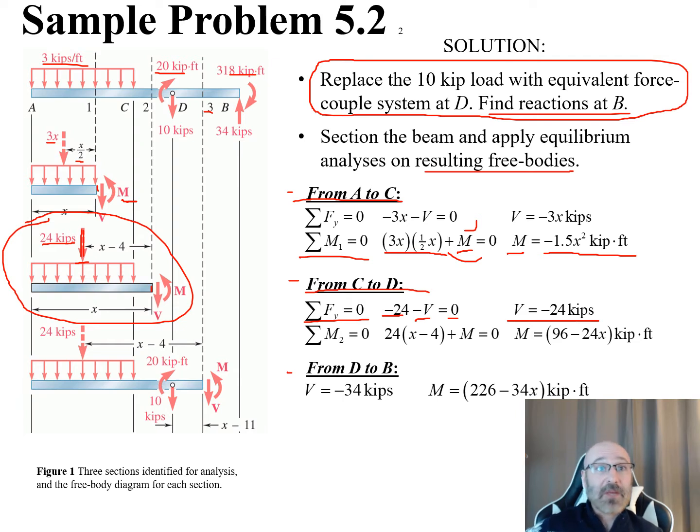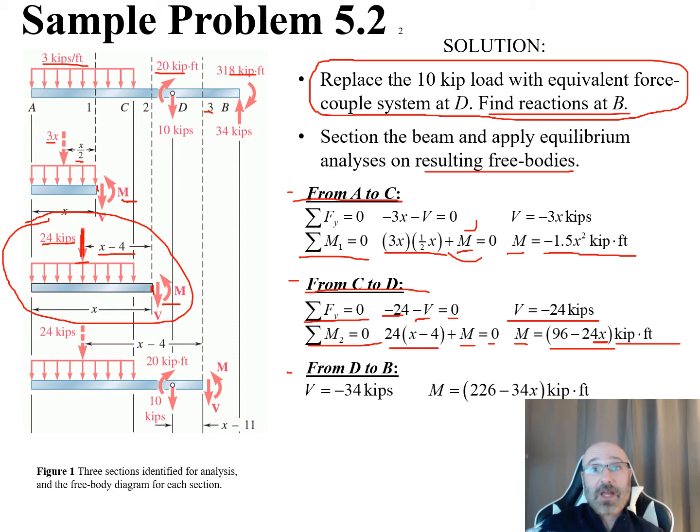Now we can do the same thing for the moments about this end over here. So the summation of all the moments is equal to 0. So what causes the moment? Well, we have this 24 kip times x minus 4, and that's going counterclockwise, so that's positive, plus this M right here. This is equal to 0. So M is equal to 96 minus 24x when we combine those two right there. And this is going to be in kip-feet. So again, this is going to be dependent upon our x value.